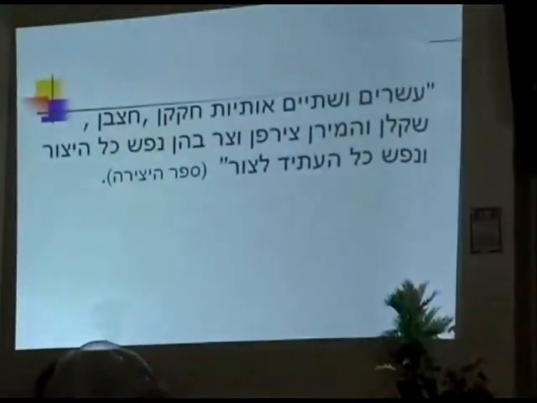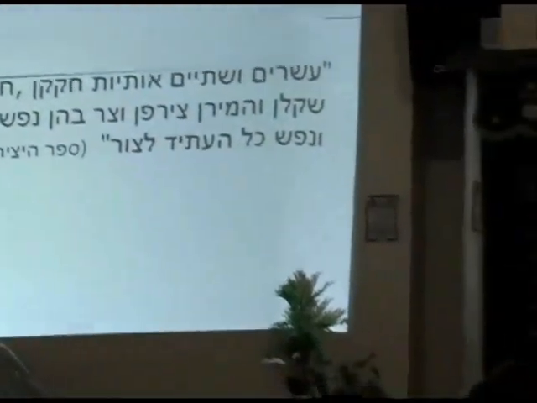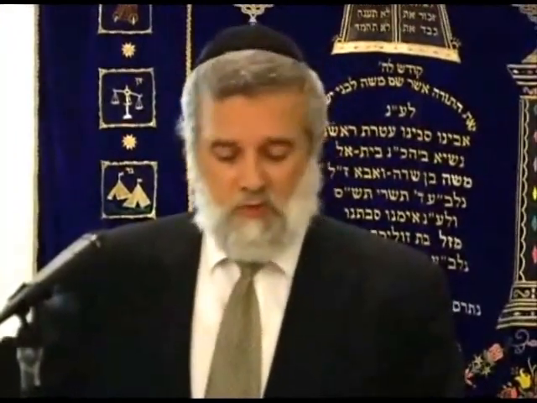HaKadosh Baruch Hu created everything basically, and formed and shaped and assembled everything in this universe, and that which will eventually come to be, through the 22 letters. In other words, somehow through the combination of the letters, worlds can be formed. Betzalel, having access to this knowledge, was able to use it to build the Mishkan.